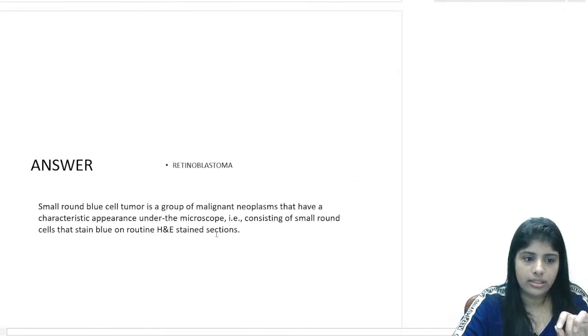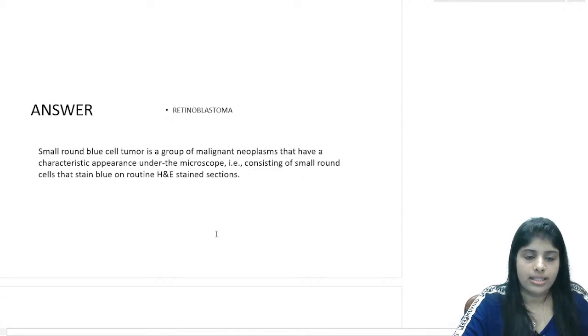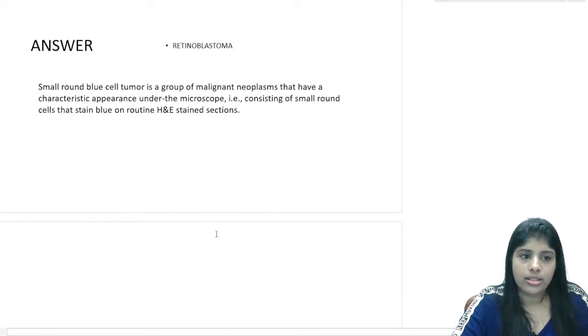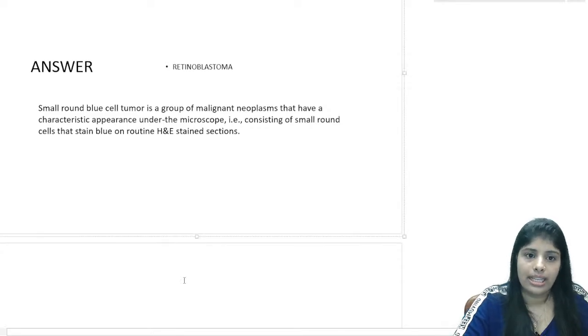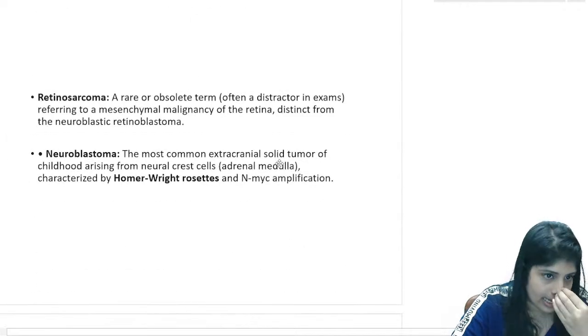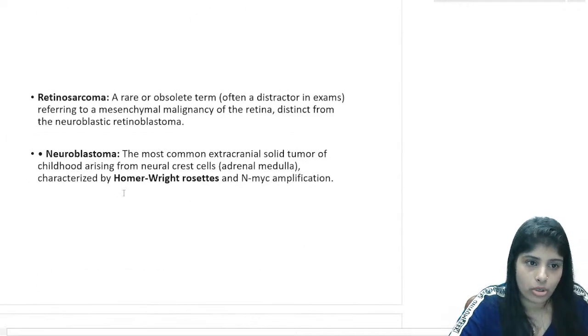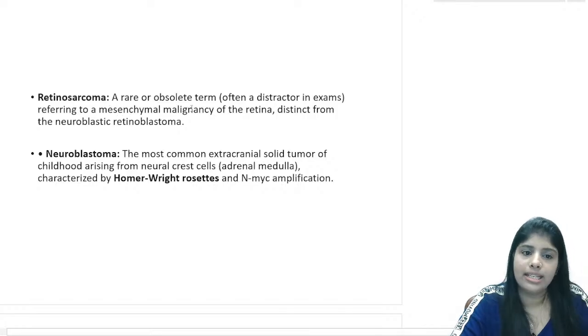So here it's saying the small round cell tumor is a group of malignant neoplasms that have a characteristic appearance. What is the characteristic appearance? It's stained blue. The small round cells stained blue. That is retinoblastoma. Okay, and here we have retinosarcoma and neuroblastoma. In retinosarcoma, what is that? It is the mesenchymal malignancy of the retina.